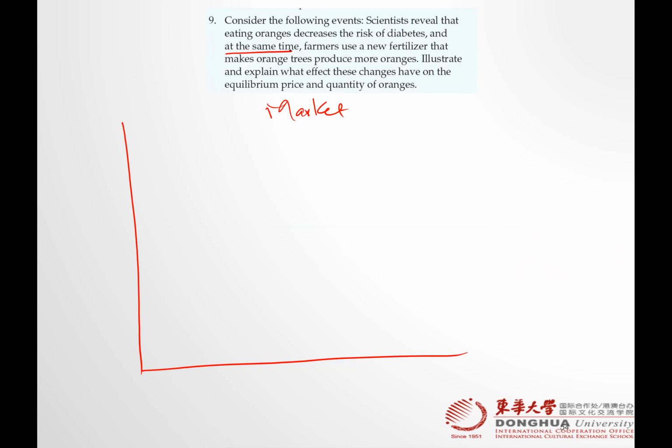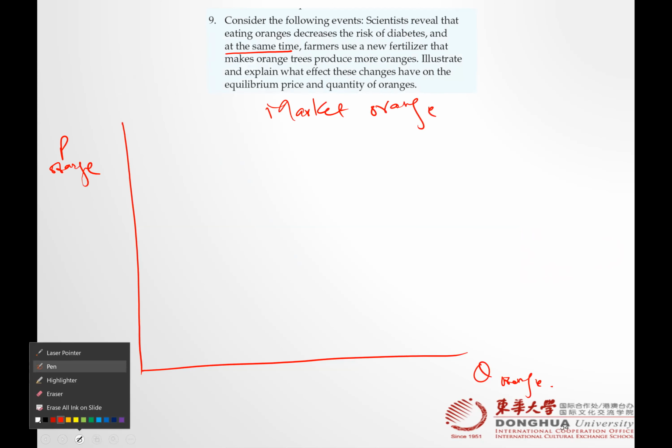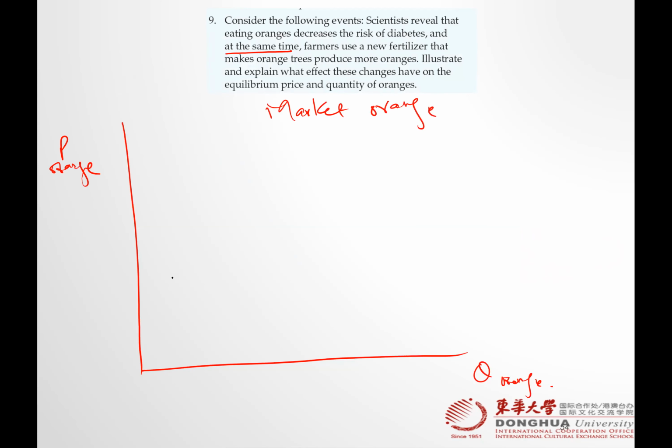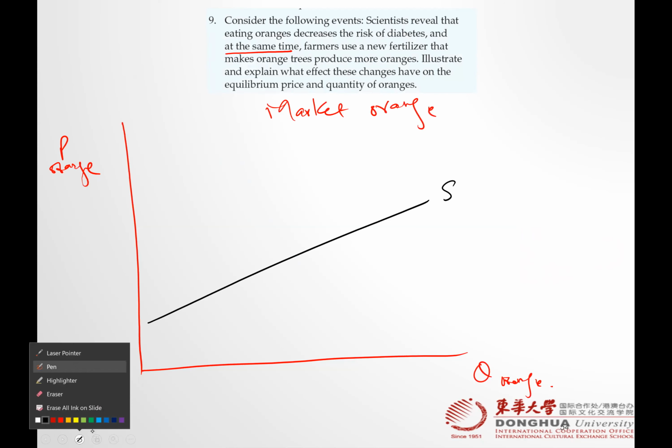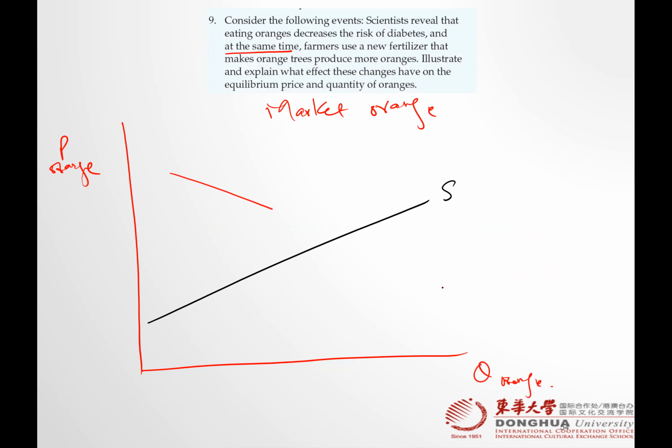So this is the market for orange. This is the price of orange. This is the quantity of orange. So first of all, if there is a market, it means this is a supply. This is the demand of the orange. Now, what happened?